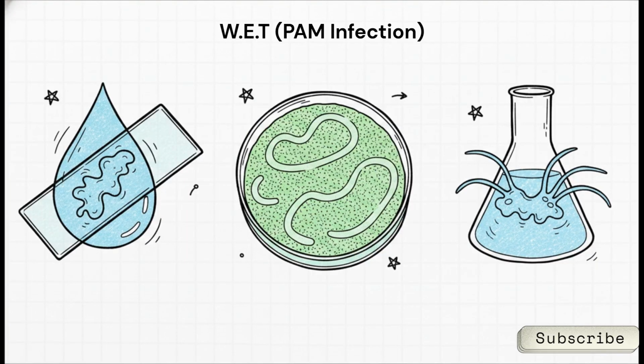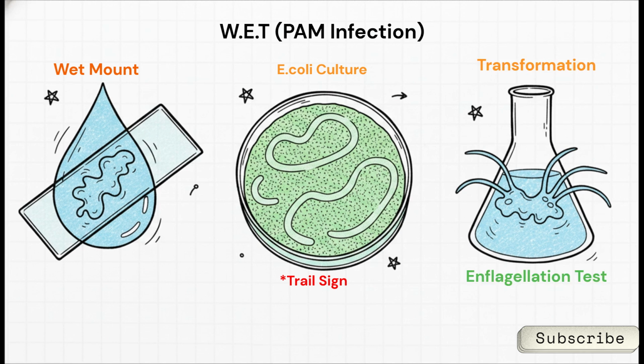When it comes to lab techniques specific to Naegleria, just remember the mnemonic WET, W-E-T. First, do a wet mount immediately to check for those motile, lobular trophozoites. And whatever you do, do not refrigerate the sample. Second, culture it on a non-nutrient agar seeded with an E. coli lawn. The amoeba will actually eat the bacteria and leave these visible track marks called the trail sign. Finally, T is for the transformation or enflagellation test. If you put the amoebae in distilled water, they will literally transform right into their flagellated form.